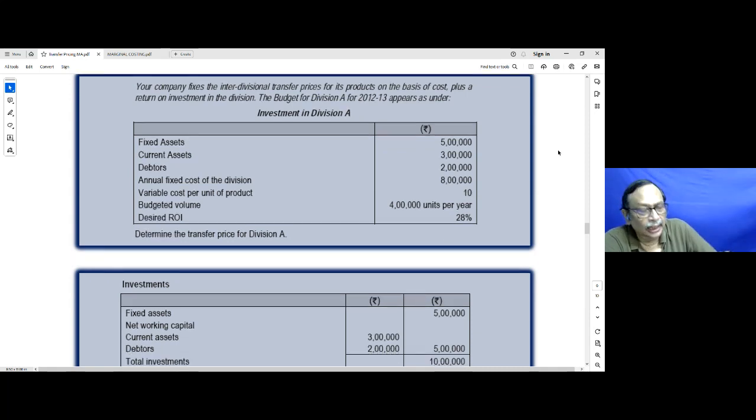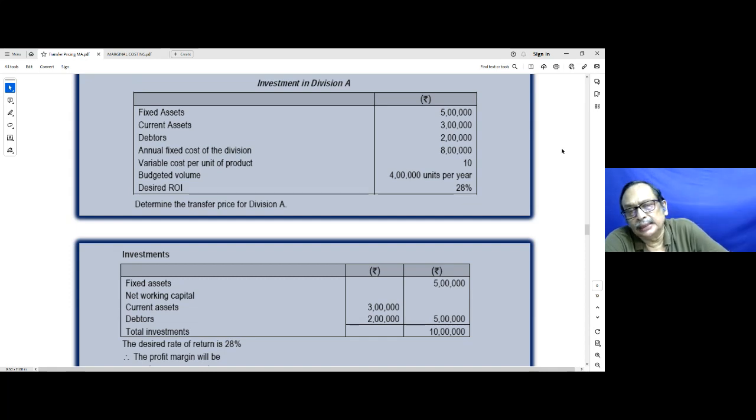Your company fixes the interdivisional transfer prices for its products on the basis of cost plus a return on investment in the division. So it is cost based, but with the cost, a return on investment is actually being added. The budget for division A appears as under: fixed assets, current assets, debtors, annual fixed cost of the division, variable cost per unit of product, budgeted volume 4 lakh units per year, desired ROI 28%.